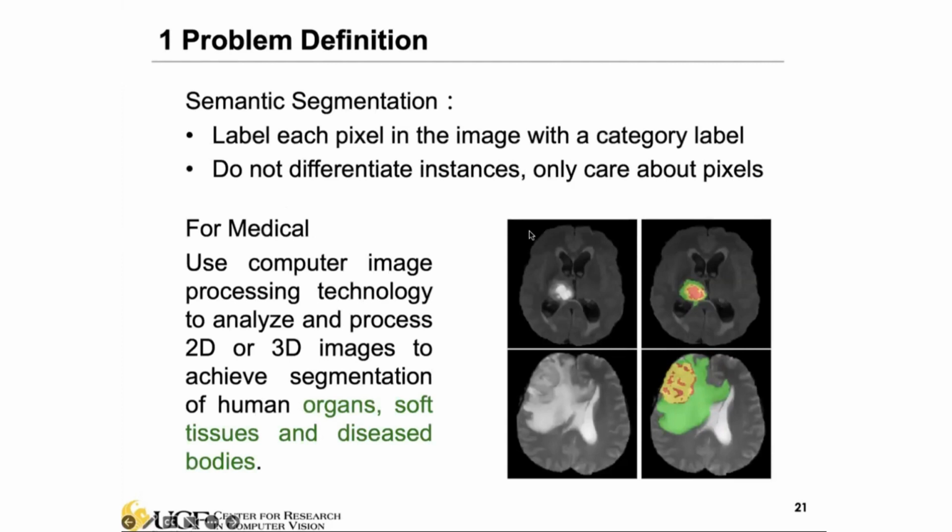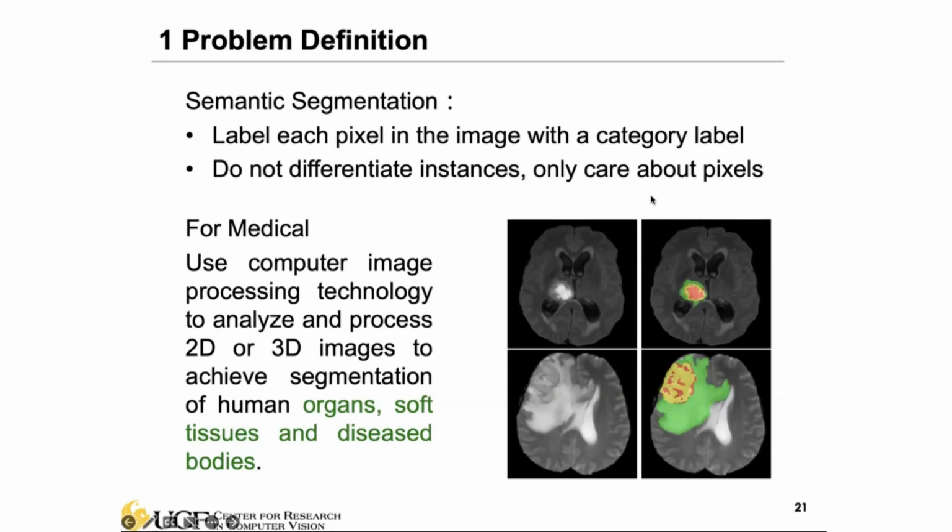So for the problem definition, basically it's the same as general semantic segmentation for natural images. The input is just not the conventional RGB, but maybe different modalities such as CT, MRI, or X-ray. It's just a different type of data, but the goal is still the same: to label each pixel in the image with a category label. In medical image computing, the category label could be very specific to the task or application. This example is doing brain tumor segmentation, so the category labels correspond to different types of tumors.